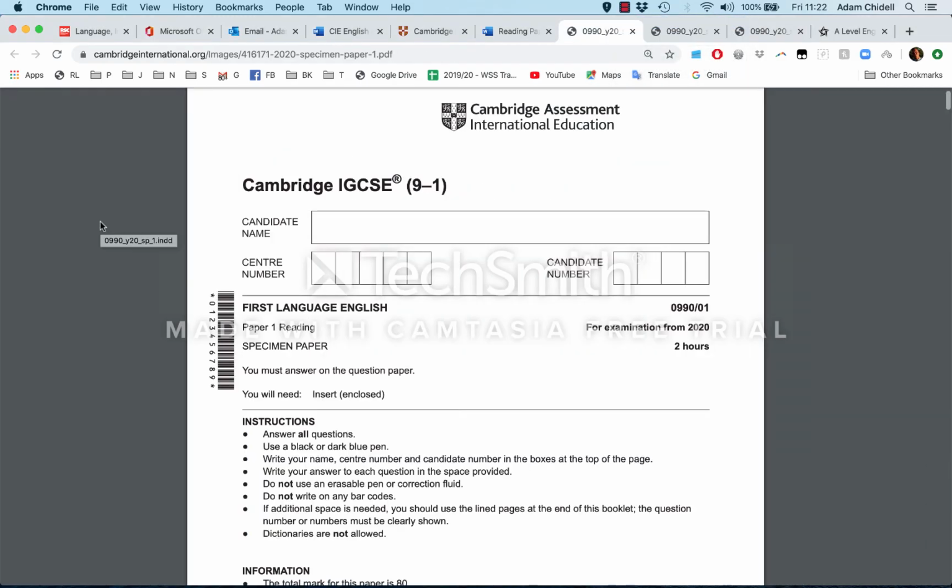Hopefully that was a useful step-by-step guide to paper 1, which is the reading paper for your English language IGCSE. If anything is unclear, or if you have any questions or comments about anything that I've said or any part of this reading paper, just pop a comment underneath the video and we will try to answer your questions.